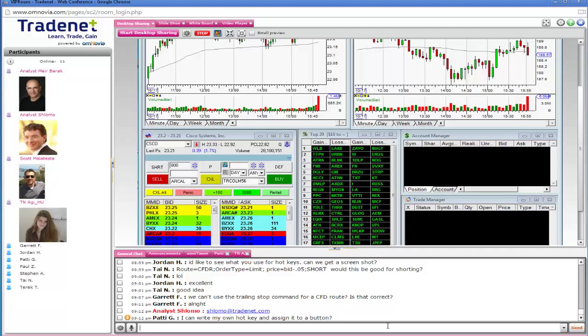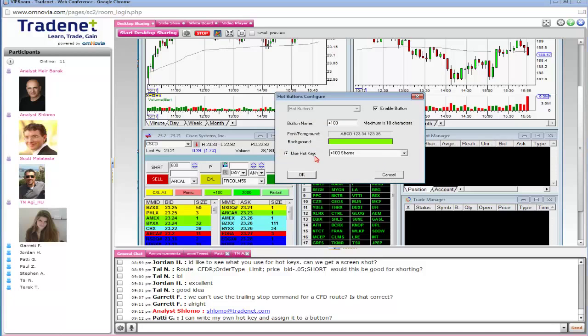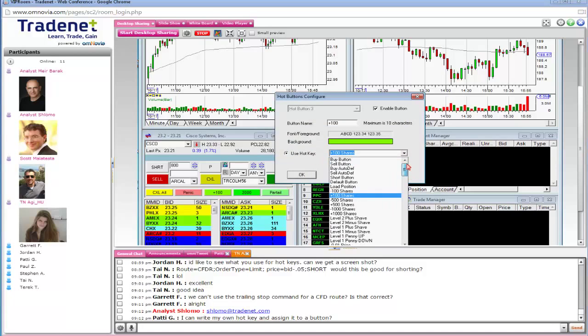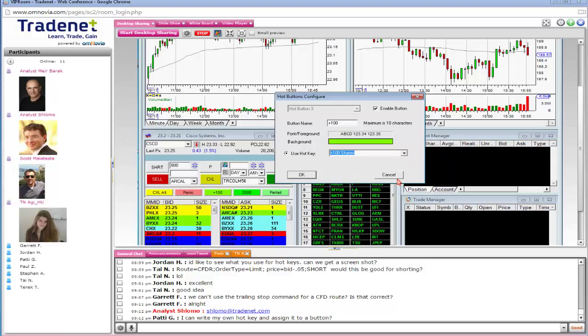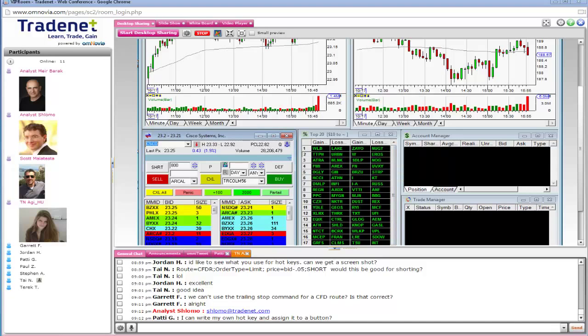All right, Patty is asking if you can write your own key and assign it to the button. So actually, I think that the hotkey here is alright. I think it's predefined. Let me think about it. Actually, I don't think there is any problem to do that. Let's try it.